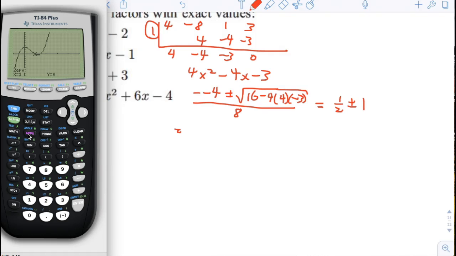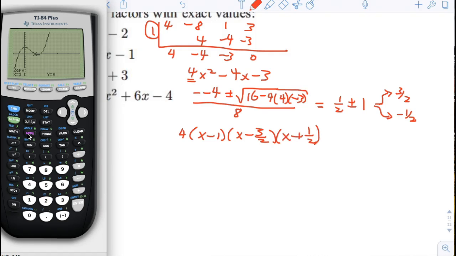So 1/2 plus or minus 1. So one of the roots is 3/2, and the other root is negative 1/2. And of course, the a value is 4. Don't forget that. So if we were going to write this out in terms of linear factors, it would be 4 times x minus 1 times x minus 3/2 times x plus 1/2.